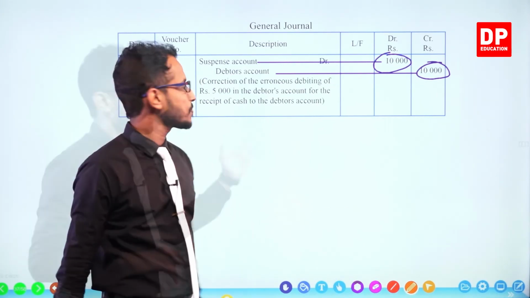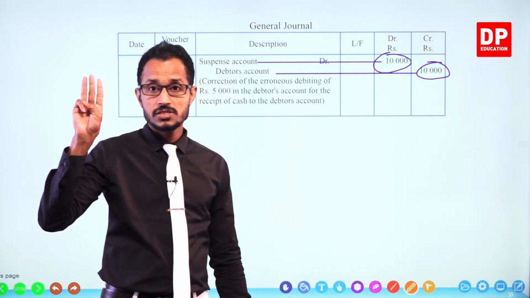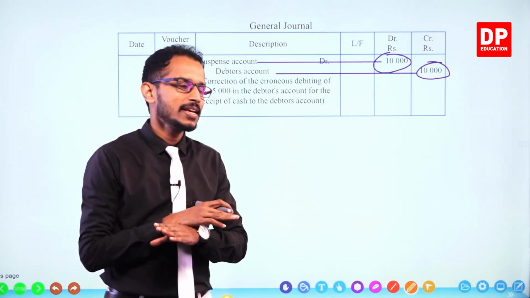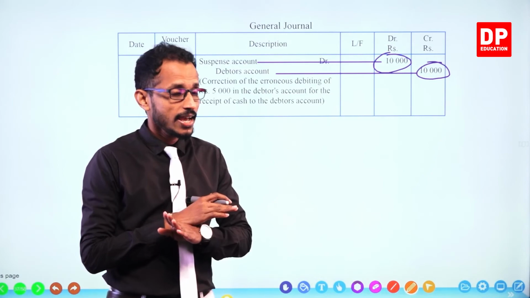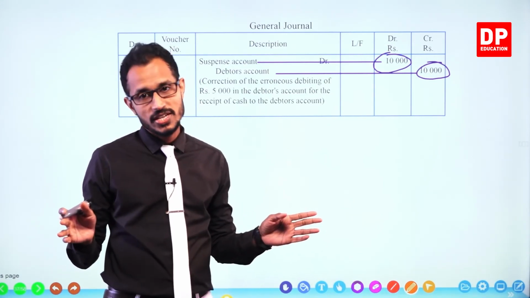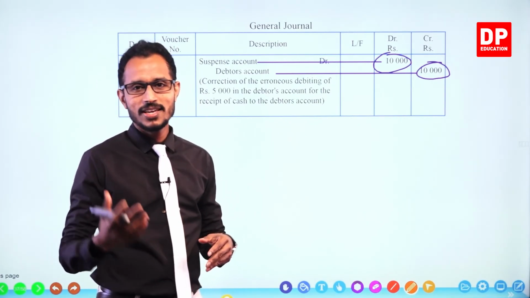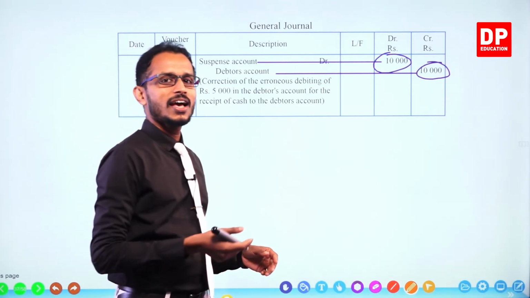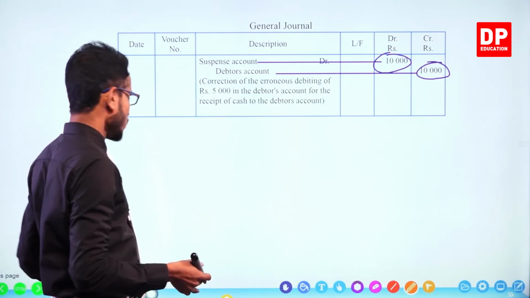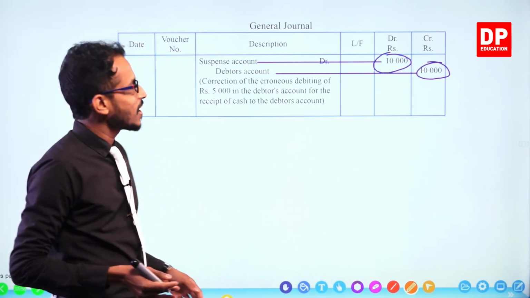Now we have corrected it. So children, we did 3 errors which affect the trial balance, and I explained these errors like I explained how to fly without wings. Can you explain to somebody how to fly without wings? Of course, why not? You don't need wings to fly. There are ample ways to fly without wings.